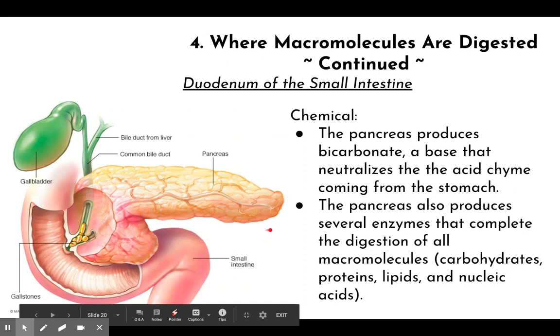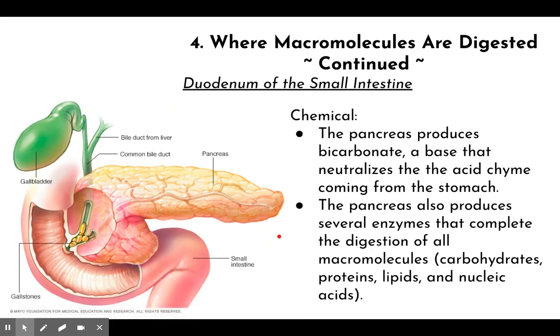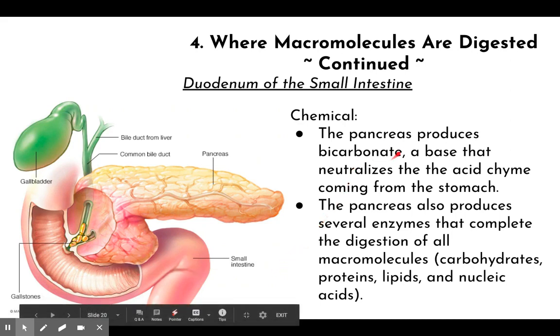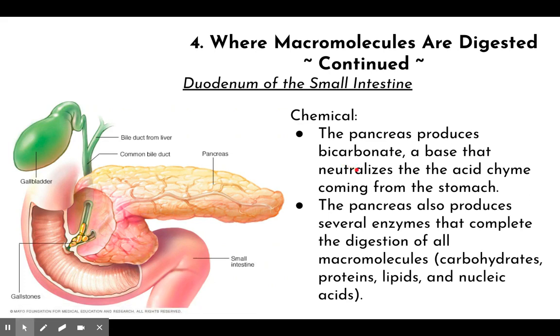Now, most of the chemical digestion in the duodenum of the small intestine is due to the enzymes produced by the pancreas. So there's another duct that comes out of the pancreas, joins with the bile duct, and secretes pancreatic juice into the duodenum of the small intestine. The pancreatic juice contains a substance called bicarbonate. Now, that acid chyme that's coming from the stomach needs to be neutralized. In the small intestine, we can't have those very low pHs created by the hydrochloric acid.